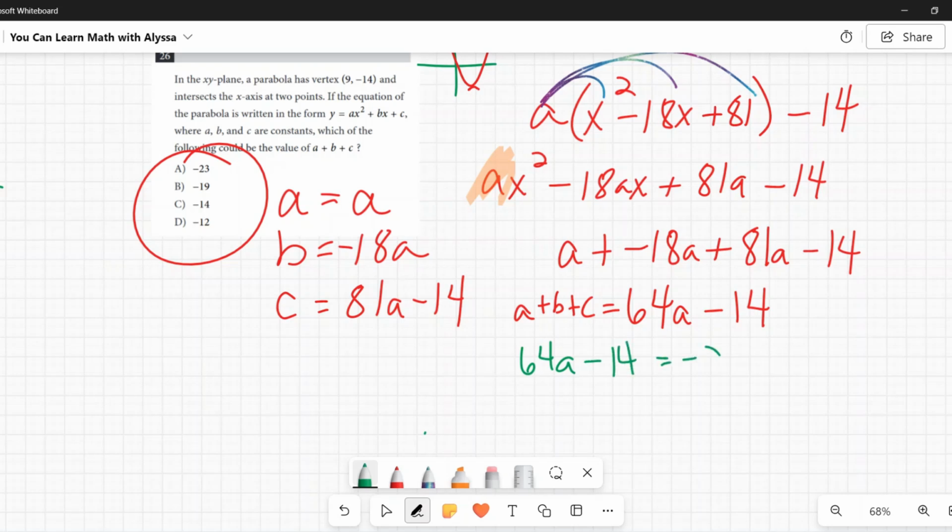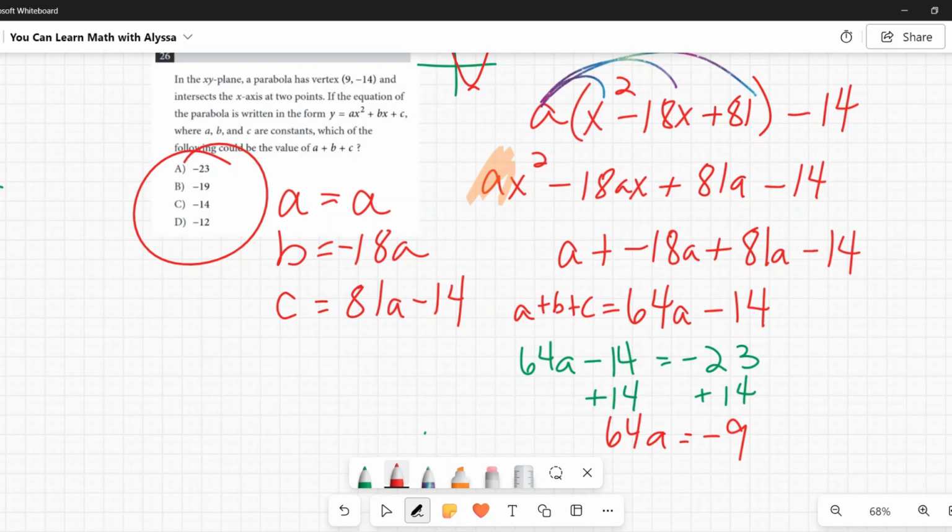Okay, let's start with our first one, negative 23. If I add 14 to both sides, I'm going to get 64a on the left, and I'm going to get a negative 9 on the right. Now, as you can see here, you might be able to jump ahead at this point, which if you can, that's great, because otherwise this is extra time consuming.